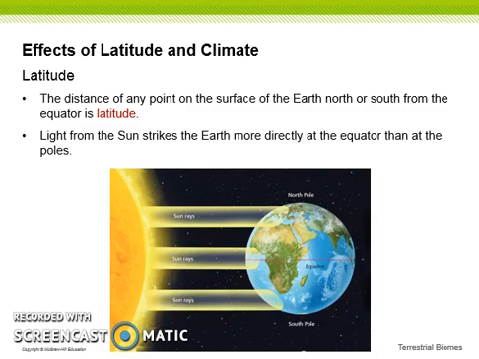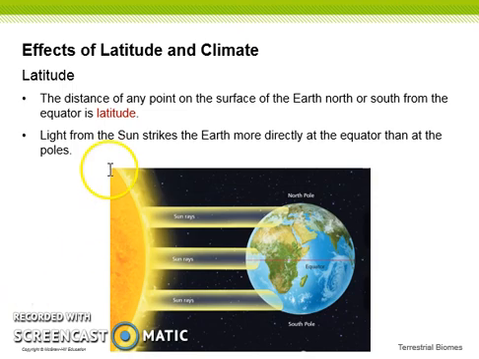So let's discuss latitude as we're writing this down. Latitude, the distance of any point on the surface of the earth, north or south from the equator, is latitude. This means that light from the sun strikes the earth more directly at the equator than at the poles.